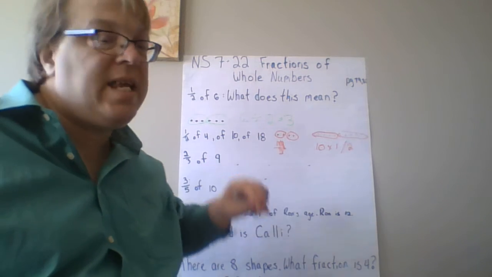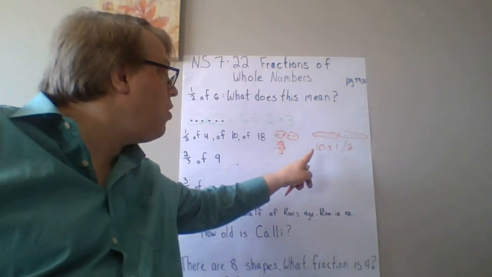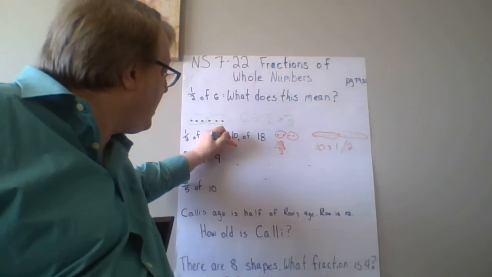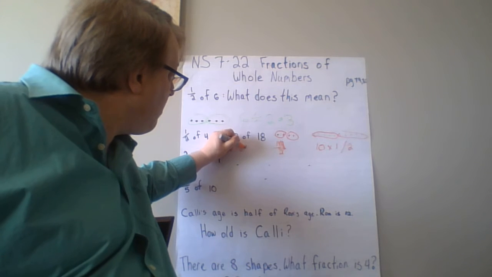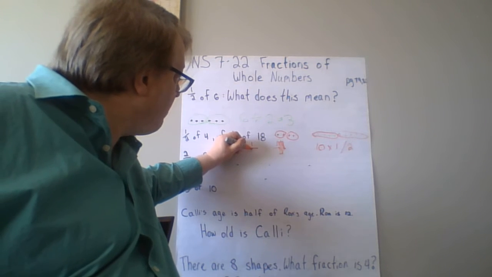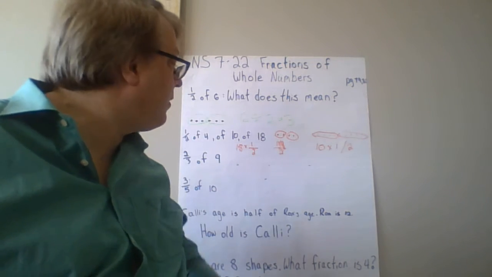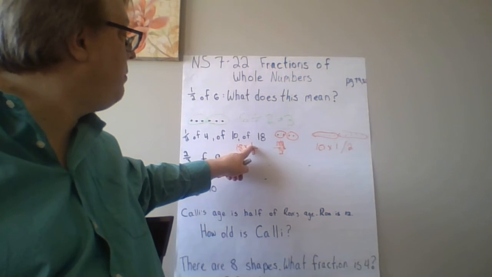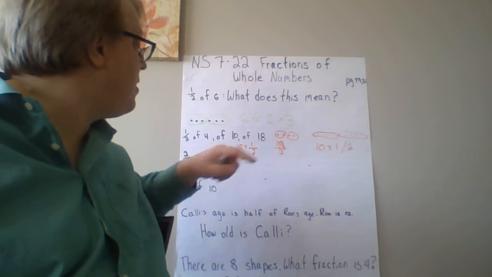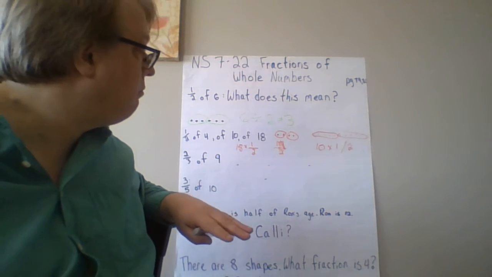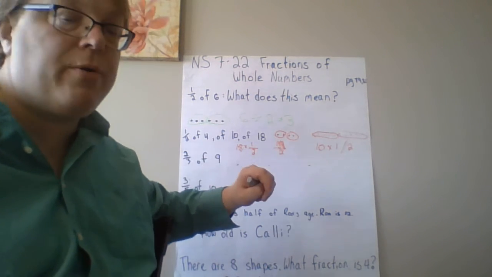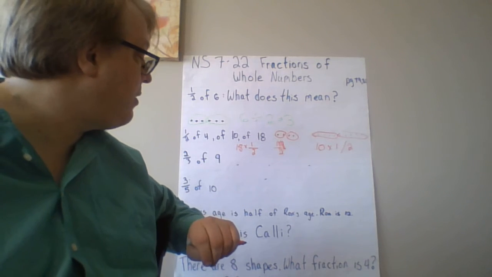Let's do 18, totally just with numbers. 18 times 1 divided by 2. Notice I'm doing the same thing. I'm just writing it slightly different. 18 times 1 is 18, divided by 2 is 9. Okay? We could do this with the numbers, but I'm sure you understand this already.